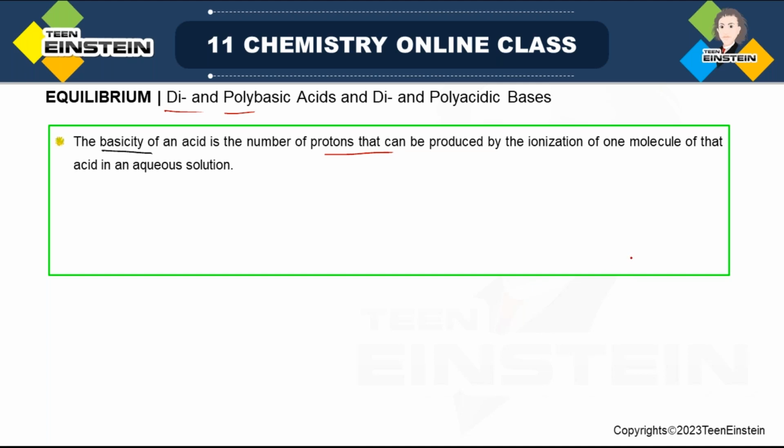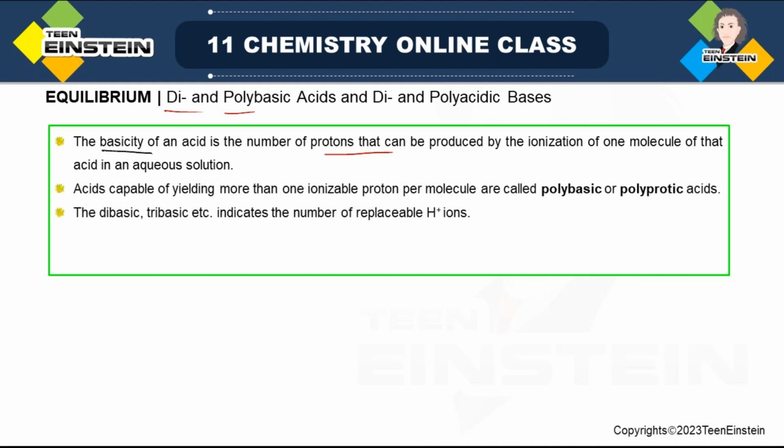So now you can understand, if you are getting 2 protons, it will be dibasic. If you are getting more than that, it will be polybasic. If it is 3, it is tribasic. So acid capable of yielding more than one ionizable proton per molecule, they will be called polybasic, or sometimes it is also called polyprotic, because it can produce H+. So that is why polyprotic. Protic means it is coming from the term proton. So dibasic, tribasic indicates the number of replaceable H+ ions.